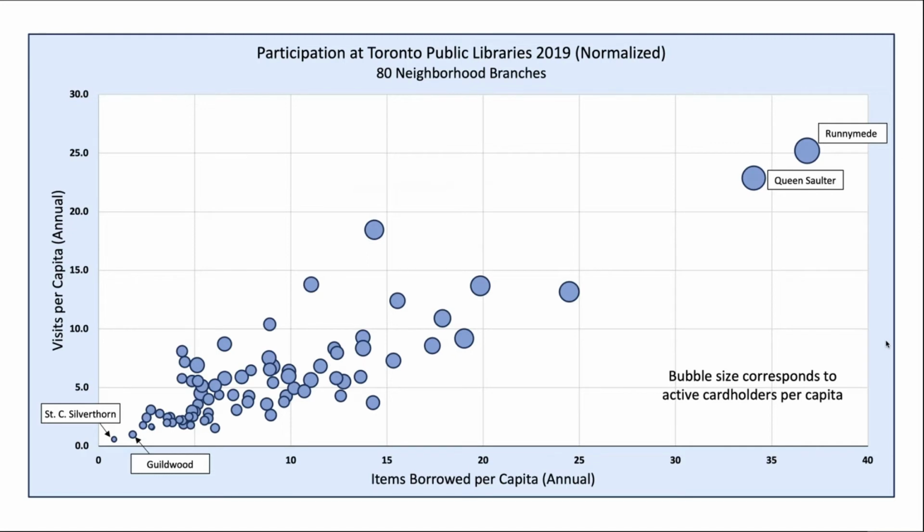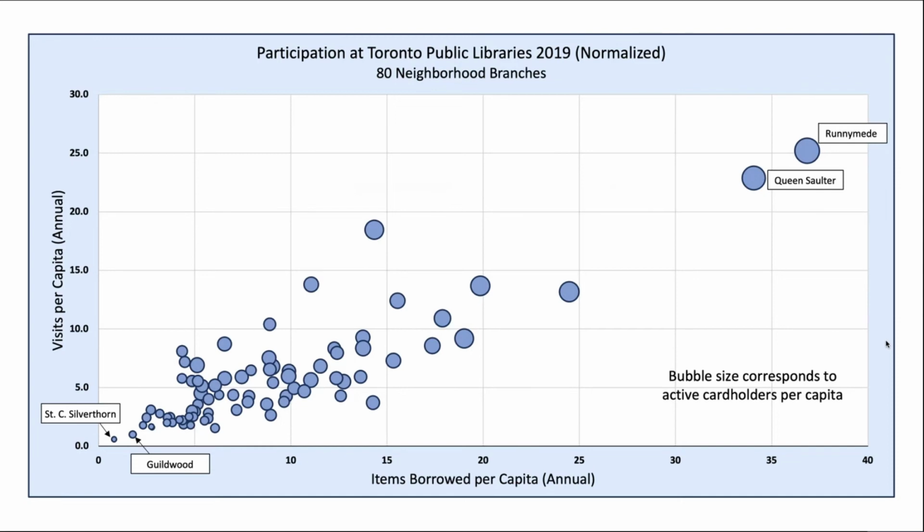This chart clearly demonstrates that there is a relationship between the 3 metrics and that there is a large disparity between the branches with the most participation and those with the least. It is obvious that 2 branches, Runnymede and Queen Salter, have the highest rates of participation, and that 2, St. Clair Silverthorne and Guildwood, have the lowest, as each of these stands out from the rest of the group.